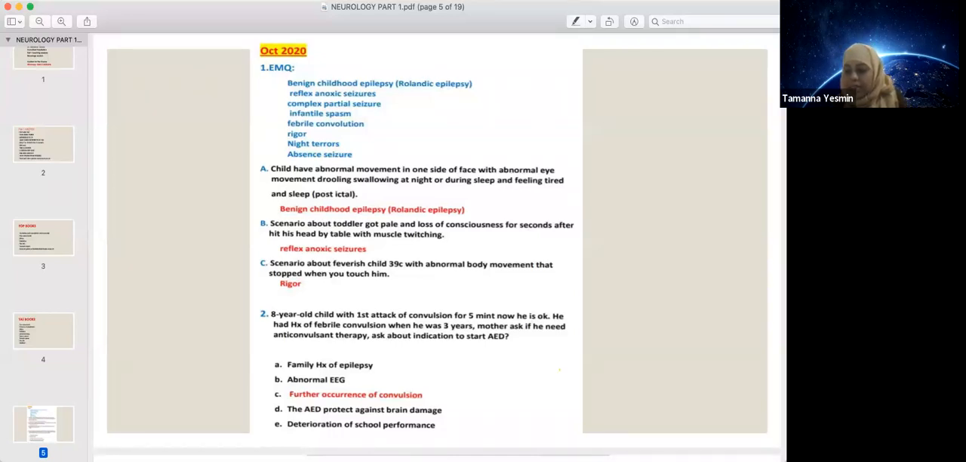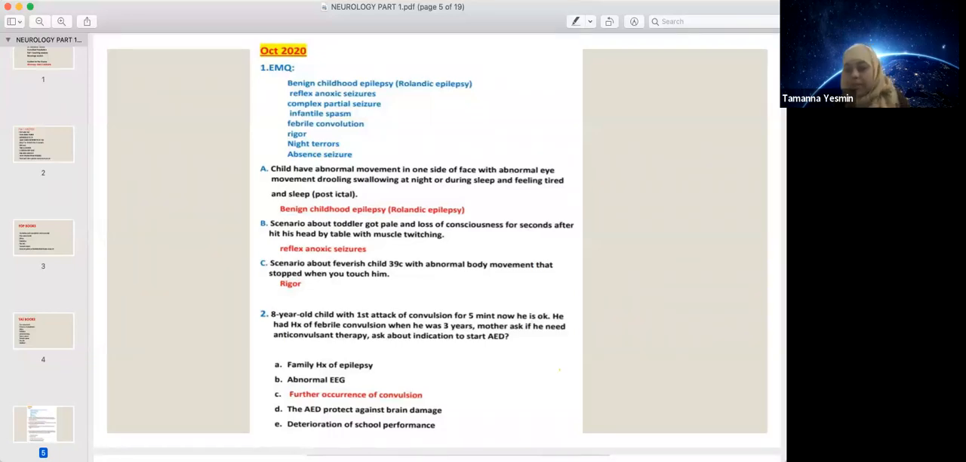A doctor is asking, please repeat the difference between rigor and jitteriness. I will share this on my YouTube and also Facebook. You can see our lecture later on. And a documented 2 minute seizure is hospitalized, should we start IV? No, no. Documented before 5 minutes, we usually do not start IV, because within 2 minutes you cannot go to hospital, right? You have to stay at home.